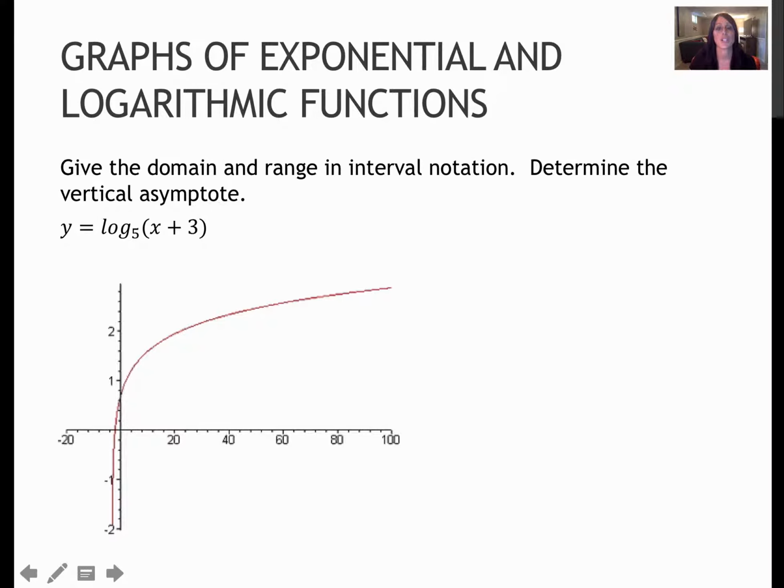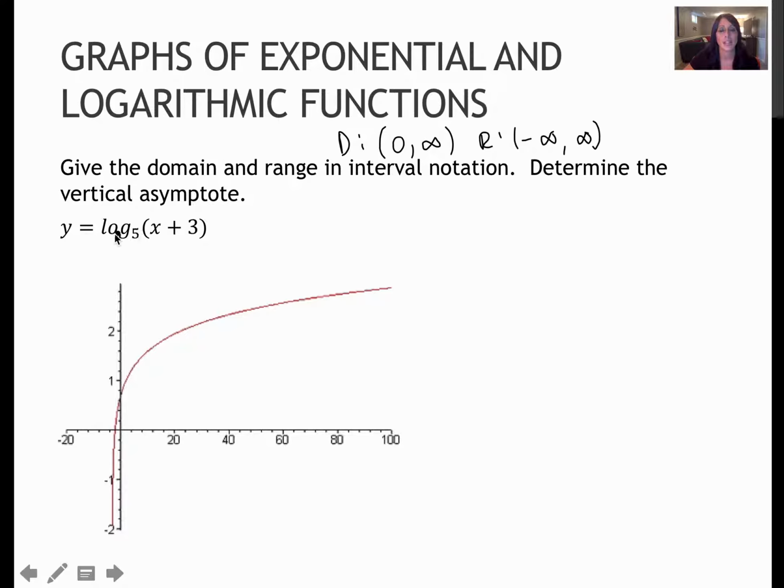In this question, we can see that our function has already been graphed, and it is a logarithmic function. We're asked to find the domain, the range, and the vertical asymptote for this function. So typically in a logarithmic function, my domain would be 0 to infinity, and my range would be negative infinity to infinity. What's going to change based on the fact that I have an x plus 3, however?